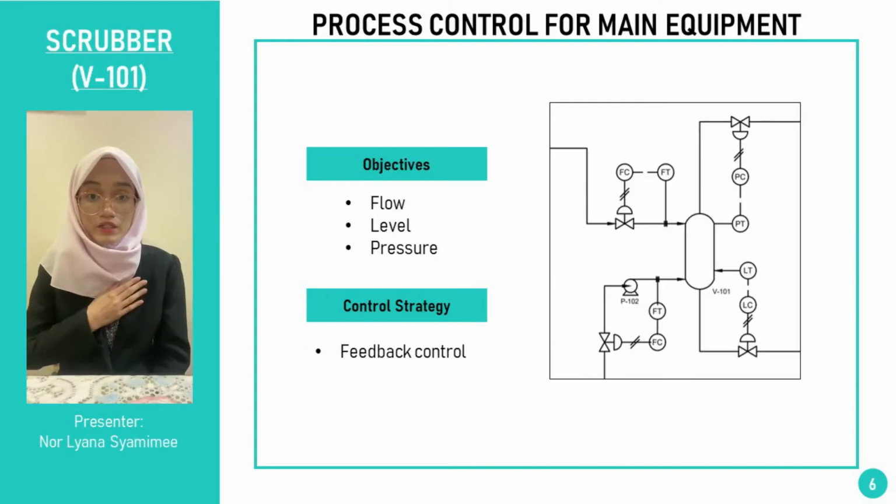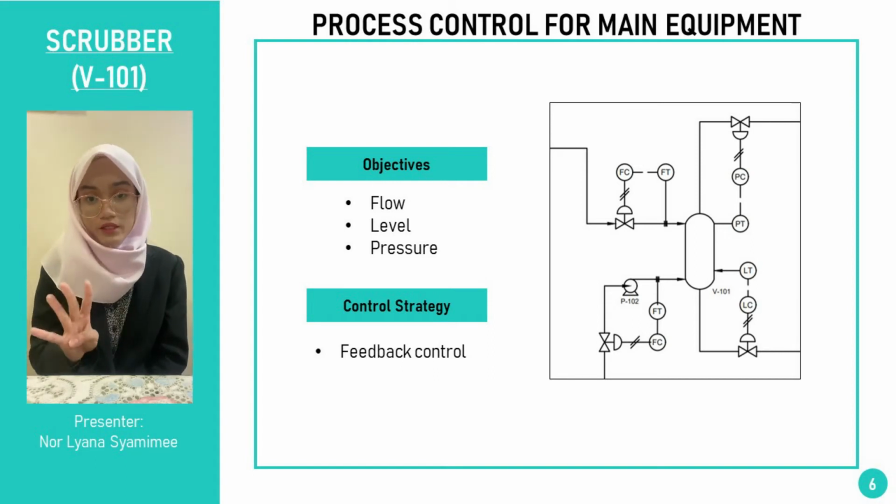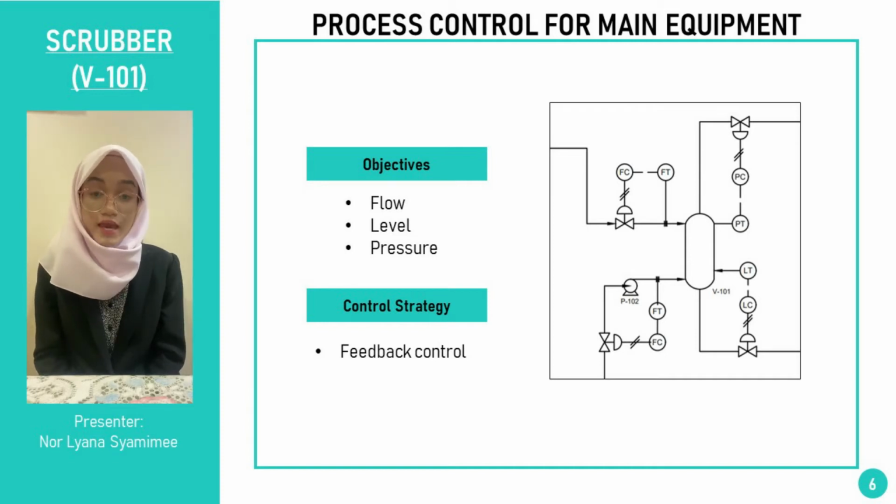My name is Nuriana Shamim binti Misbah, and I will continue with the scrubber. There are four main objectives that need to be controlled. First, to control the flow of the scrubbing liquid that enters at top inlet stream 9 by using a feedback controller at 33,061.273 kg per batch.